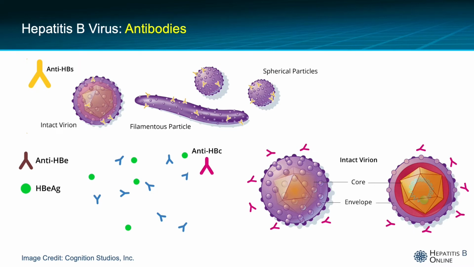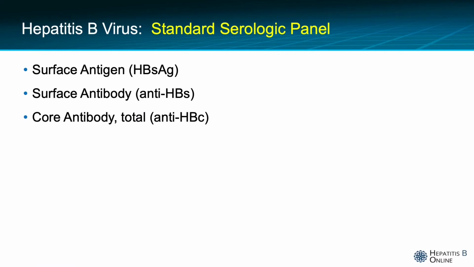We will not be talking further regarding e antibodies since this test is not used in diagnosis, but typically reserved for those who have chronic infection. For the purpose of this talk, we will be focusing on three main serologic markers: surface antigen, surface antibody, and core antibody. These three comprise a standard hepatitis B panel. This is really all you need to sort out someone's immune status and history of exposure to the virus.